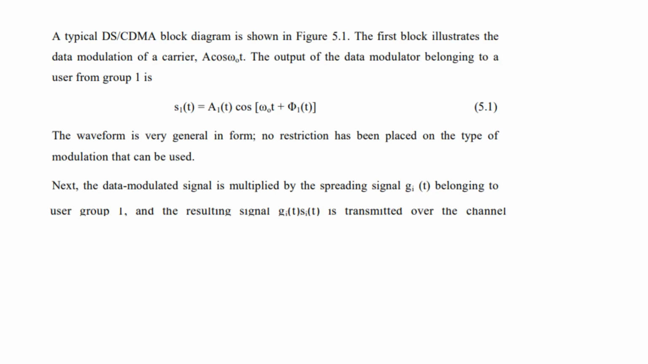So here the carrier signal is given as A cos omega naught t. The output of the data modulator is mathematically represented as S_A(t), which is equal to A(t) cos(omega naught t + phi_A(t)). Next, it is transmitted through the channel for user group 1, and the resulting signal is g(t) S_A(t), which is transmitted through the channel.